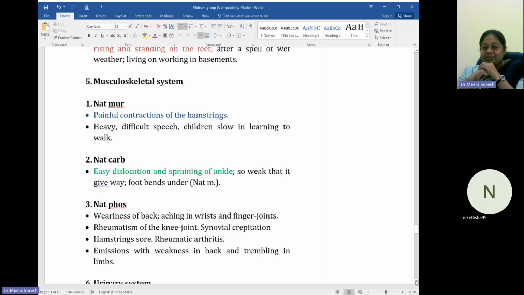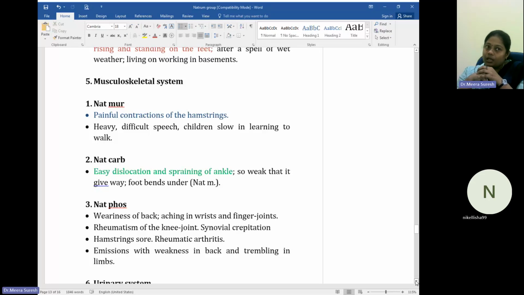So these people, the Natrum cup, they have that easy dislocation and the weakness or the spraining in the ankle region. So weak that it gives way and the foot bends under. So they can't walk properly. It will be always bending. You see that in Natrum cup, Natrum mur. And do you remember any other drug which is having this easy dislocation?